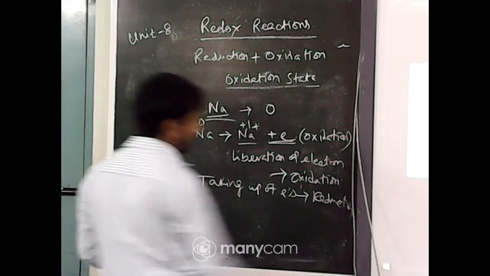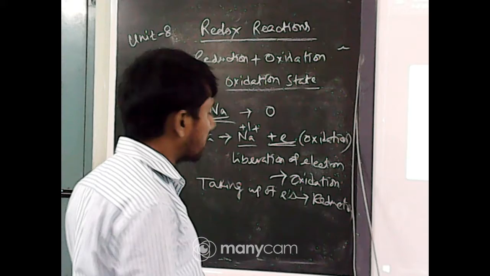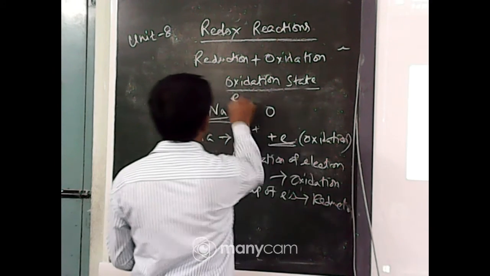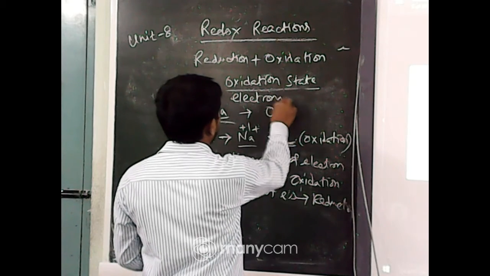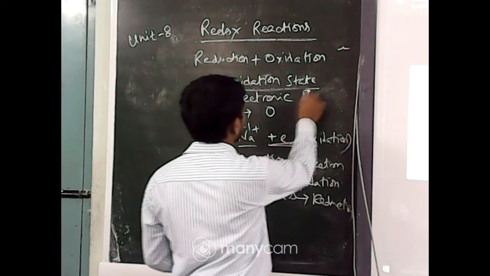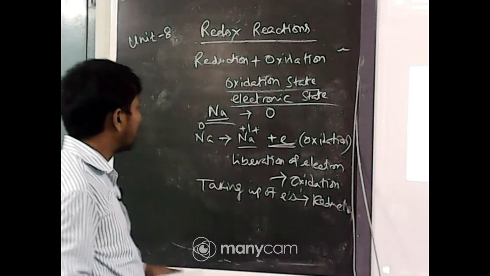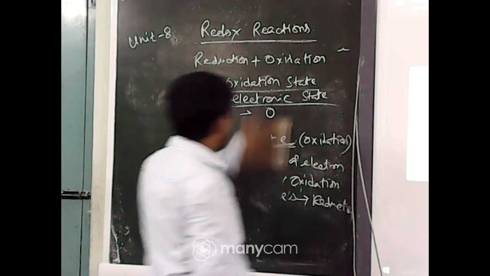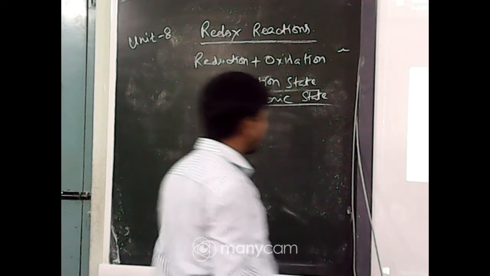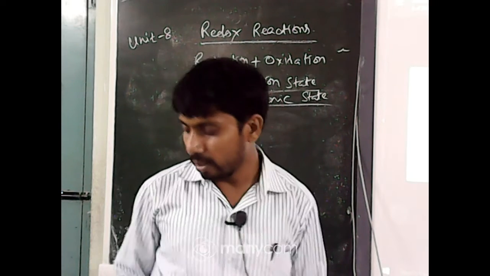This is the concept. So, we have to take both of these, the electronic concept and the oxidation state concept. The electronic concept is the liberation or taking up of electron, and the oxidation state concept is the change in the oxidation state. So, an increase in oxidation state is oxidation, and a decrease in oxidation state is reduction.